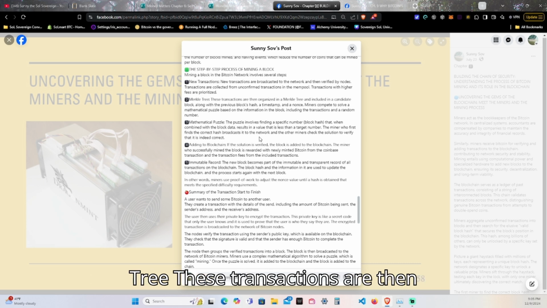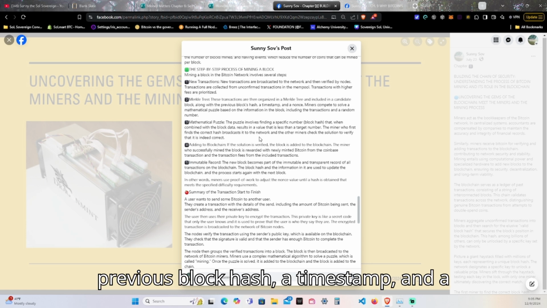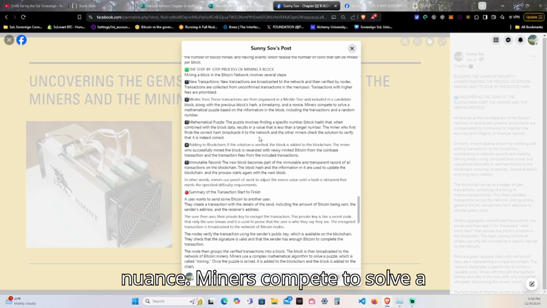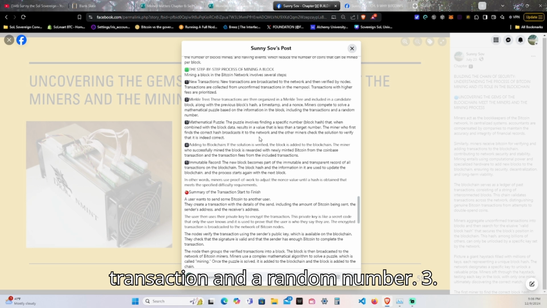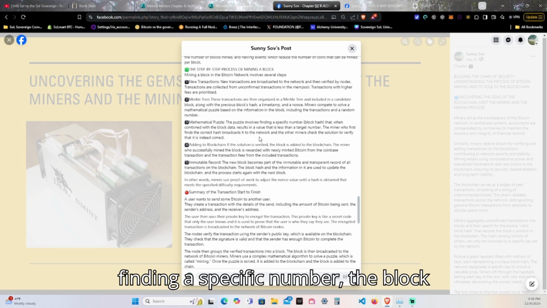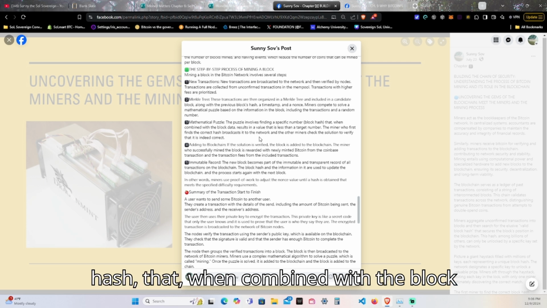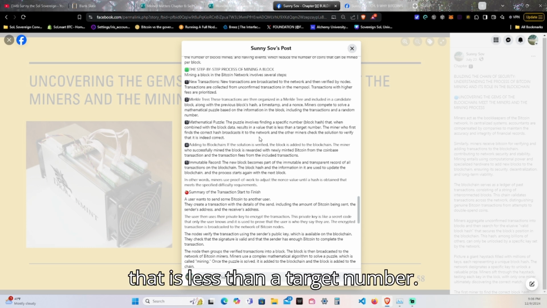2. Merkle tree. These transactions are then organized in a Merkle tree and included in a candidate block, along with the previous block hash, a timestamp, and a nonce. Miners compete to solve a mathematical puzzle based on the information in the block, including the transactions and a random number. 3. Mathematical puzzle. The puzzle involves finding a specific number, the block hash, that, when combined with the block data in a candidate block, results in a value that is less than a target number.